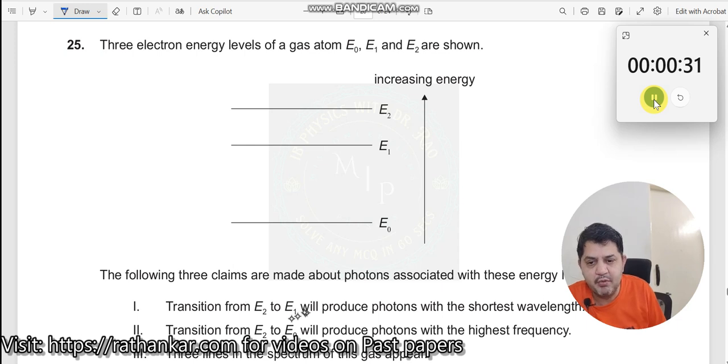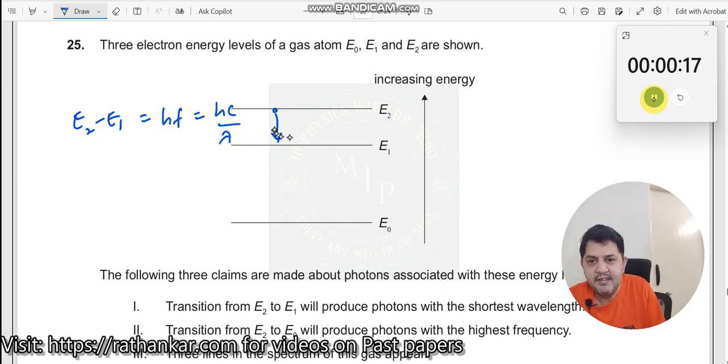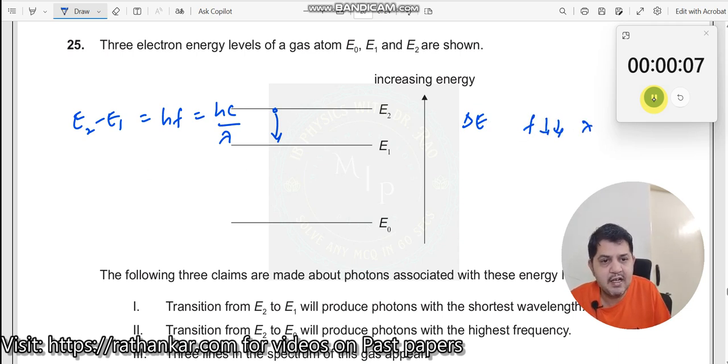So E2 to E1: whenever a transition takes place between E2 and E1, E2 minus E1, the difference in energy levels, will be equal to hf, which would be equal to hc by lambda. This energy difference is smaller, so delta E is smaller for this region, which means f will reduce or lambda will increase. This is the first thing that we can note here.